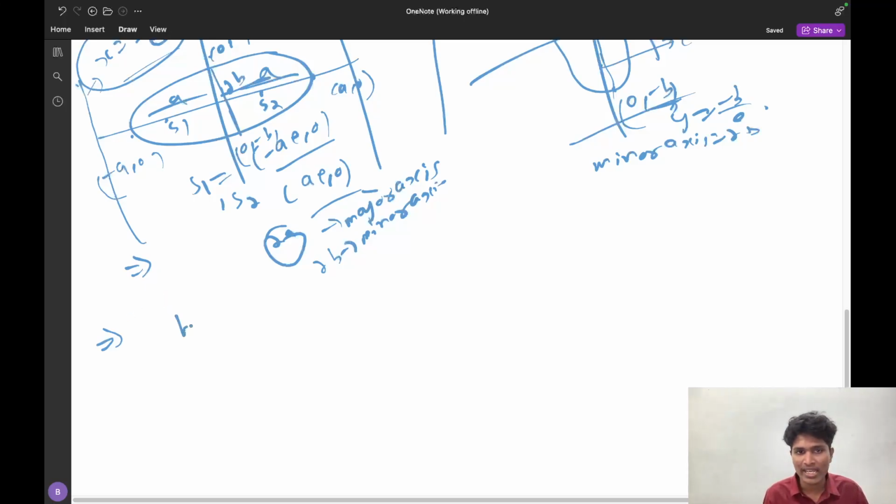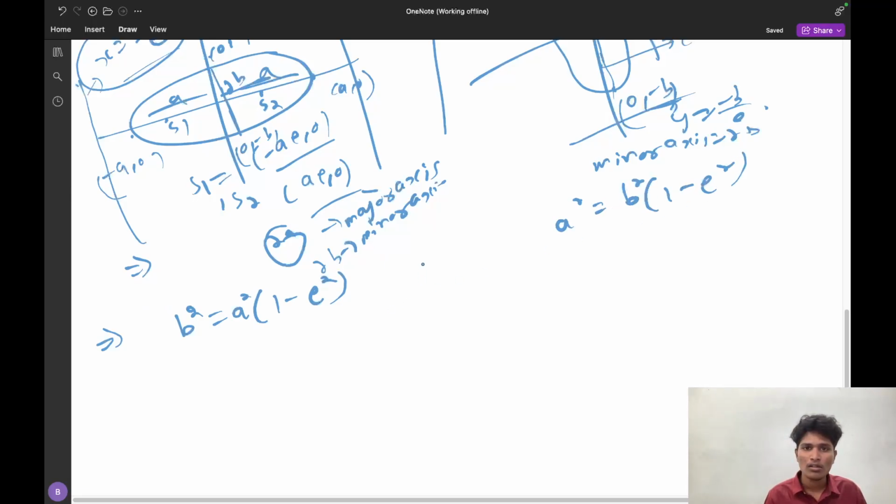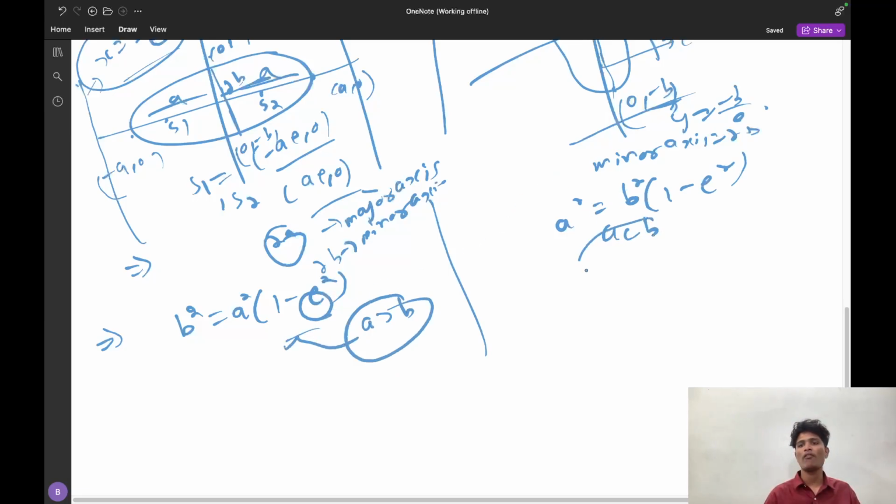Now comes the important thing, the calculation of the eccentricity. Here b square is equal to a square into 1 minus e square is the relation. But here a square is equal to b square into 1 minus e square is the relation. You have to observe: when a is greater than b, we use the first relation to find the eccentricity, but when a is less than b, we use the second relation. And here the center is 0 comma 0. That's it.